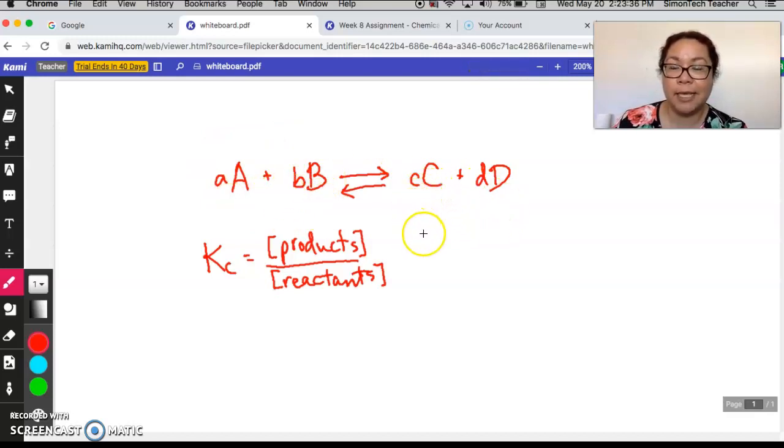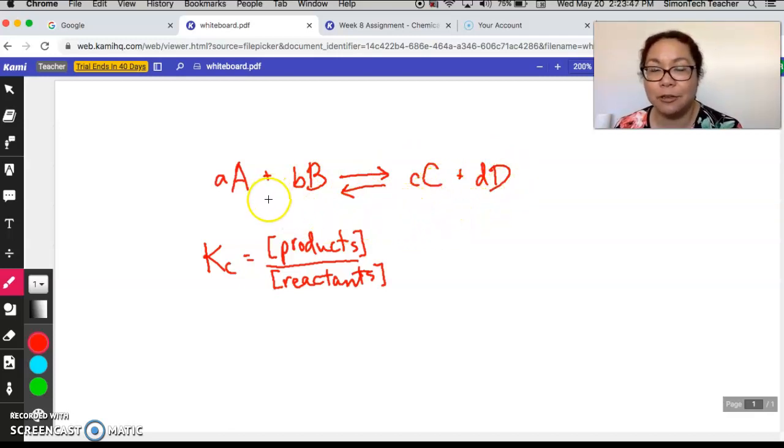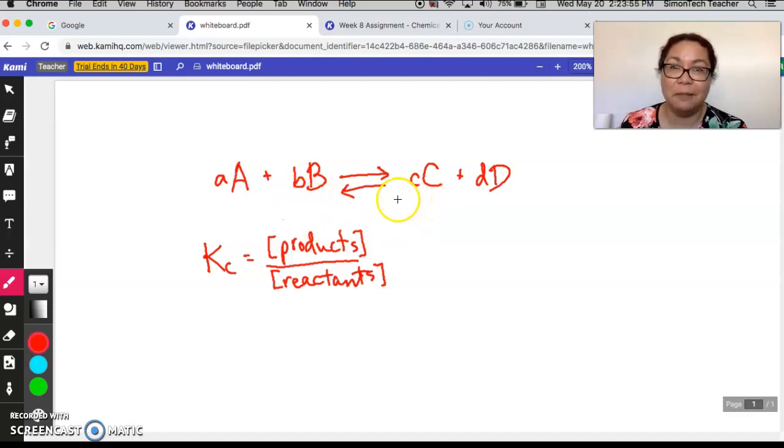But remember that we have chemical equilibrium when the rate, as in the speed of the reaction going forward, is the same as the speed of the reaction going backwards. It doesn't mean that both sides will have equal amounts of reactants and products. It doesn't mean that. It just means that they have equal speeds of going backwards and forwards. That's what chemical equilibrium is. And so it is represented by the ratio of the products over the reactants, the concentrations for both.